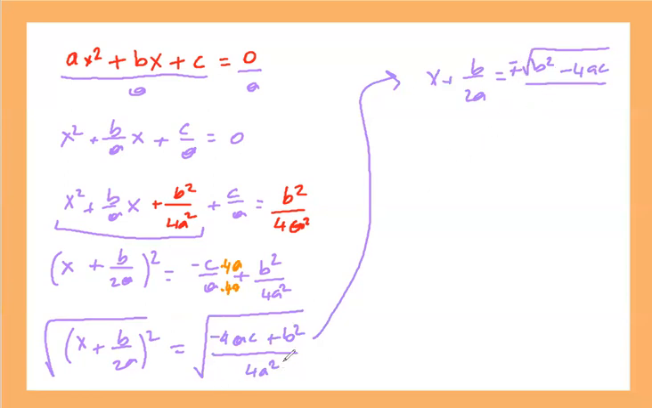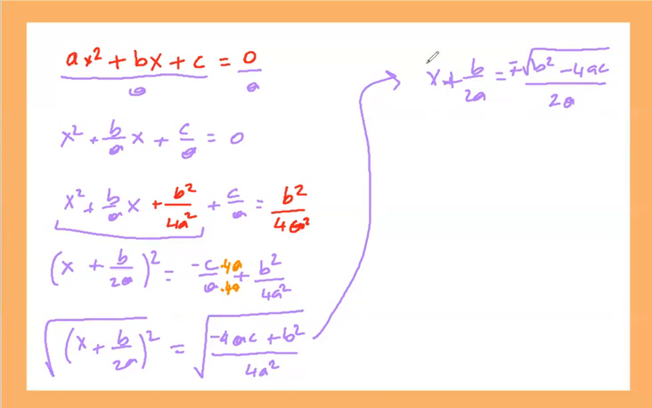And then if you take the square root of this denominator, so this was 2a times 2a, which is 2a squared. So if you take the square root of 4a squared, that will be just 2a, so then there's no radical left, which is nice. But that is x plus b over 2a.